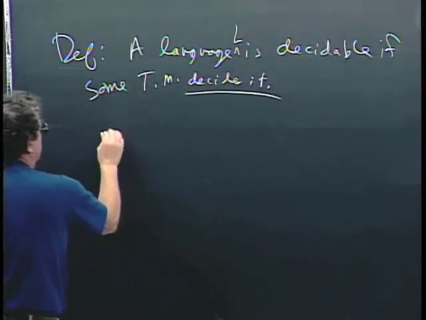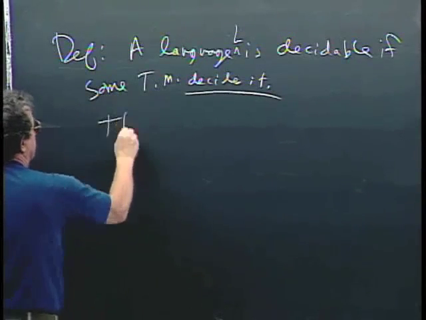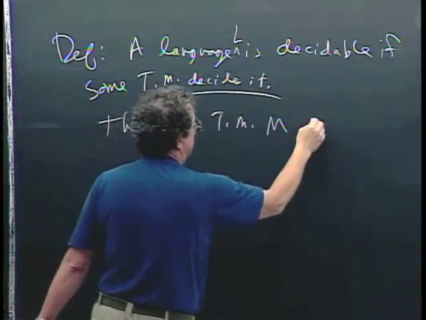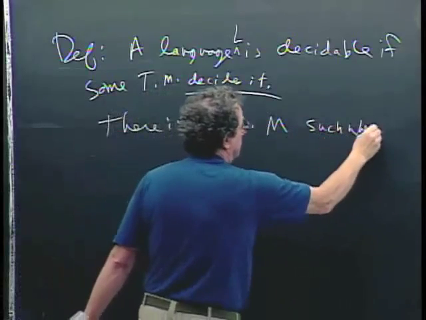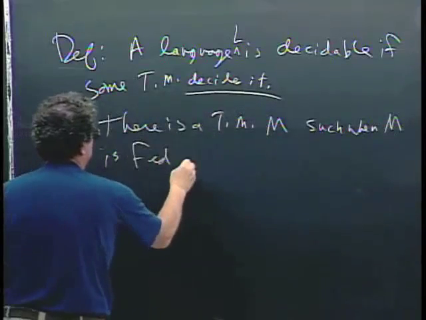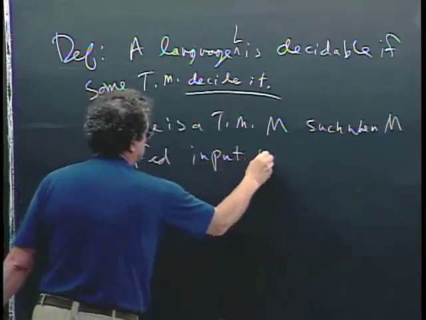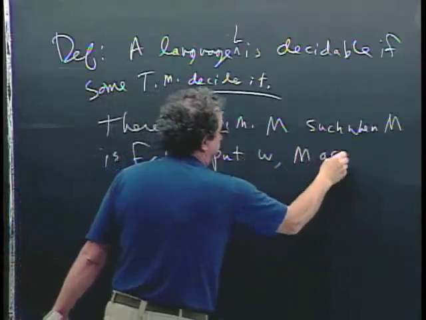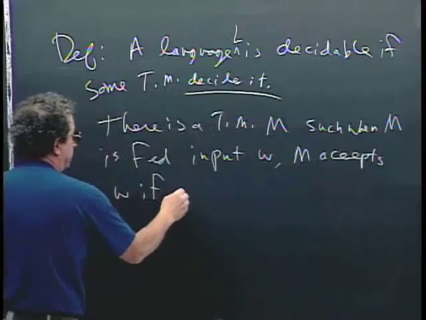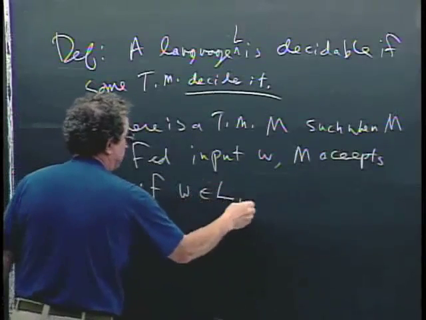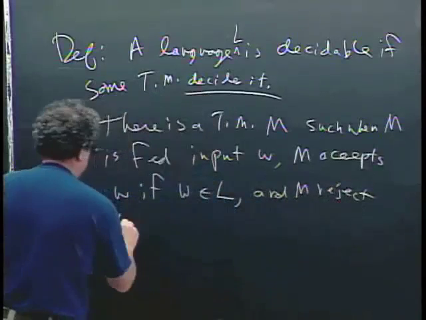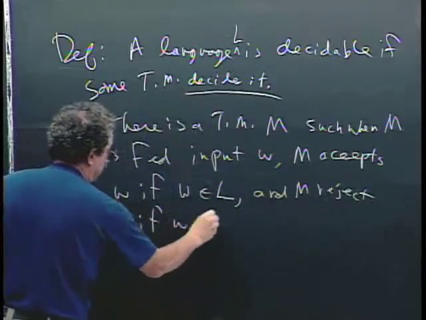It means that there's a Turing machine, we'll call it M, such that when M is fed input W, M accepts W if W is in fact in that language, and M rejects W if W is not in the language.